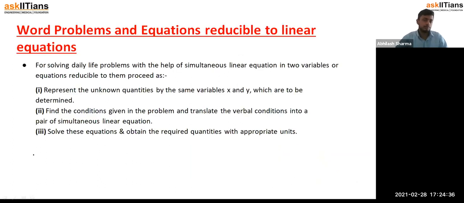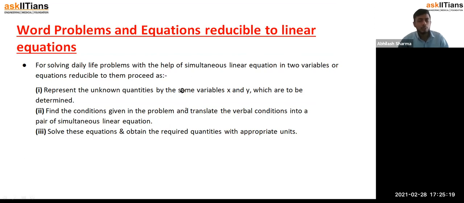For solving daily life problems with the help of simultaneous linear equations in two variables, or equations reducible to them, proceed as follows. Represent the unknown quantities by some variables x and y, which are to be determined. Find the conditions given in the problem, translate the verbal conditions into a pair of simultaneous linear equations, solve these equations and obtain the required quantities with appropriate units. That is all there is to solving daily life word problems.